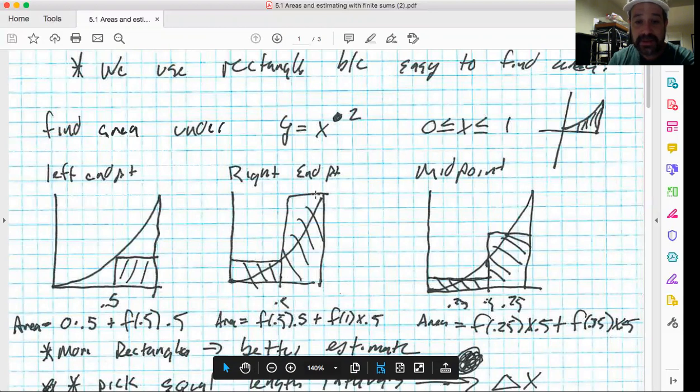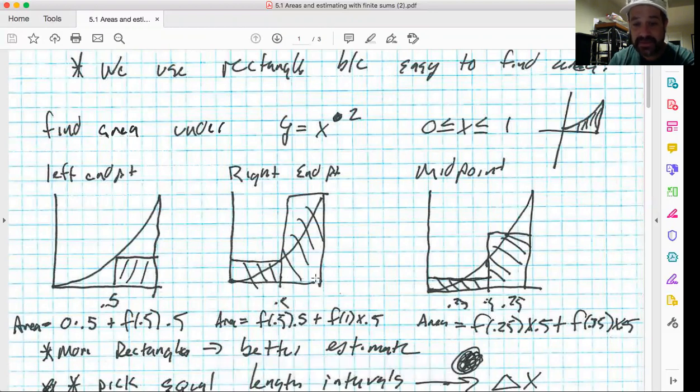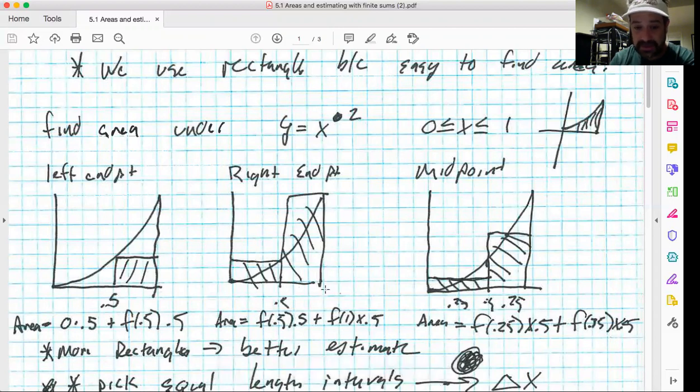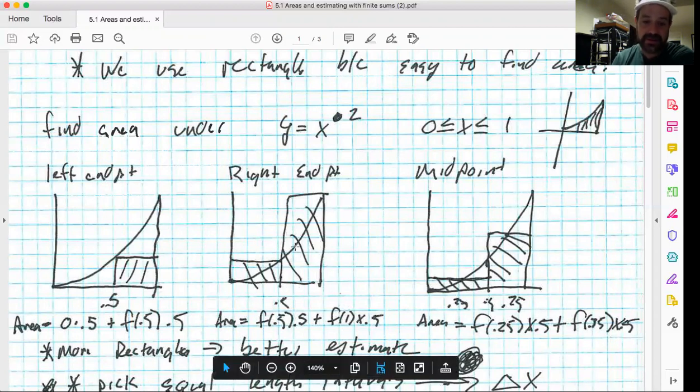This right here, this rectangle, all of a sudden, the y value is going to be associated with the x value of 1, this right endpoint here. So to find the height of this, we're finding f of 1, and we're plugging 1 into the function to get that height. The width is still 1/2. We add these together, that's going to give us this, but this is an overestimate.